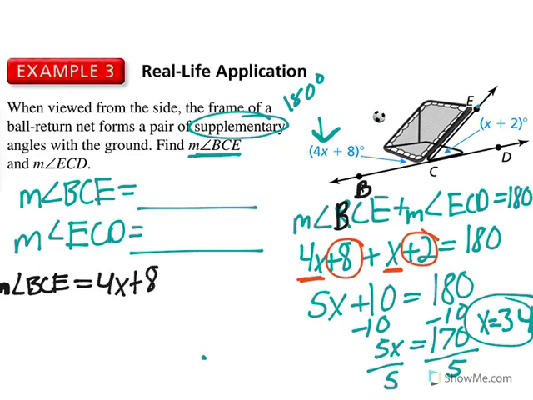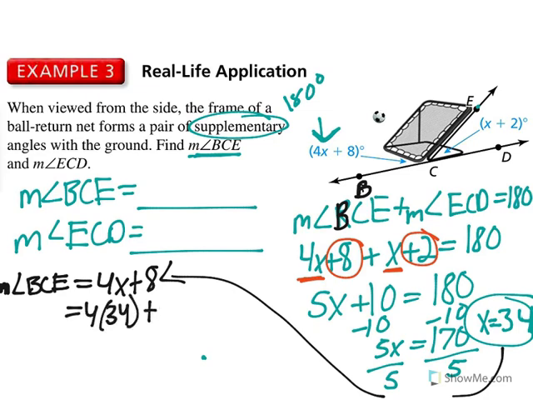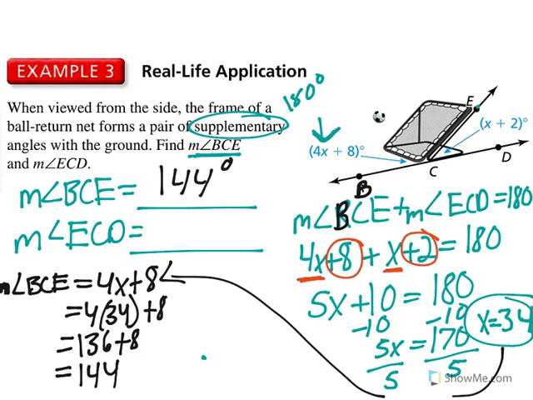So now I know what x is, so I'm going to plug it in. So 4 times 34 plus 8. So then I'm just going to keep simplifying. So I get 136 plus 8. And so I end up getting 144. So up here where it said the measure of BCE, I get 144 degrees.